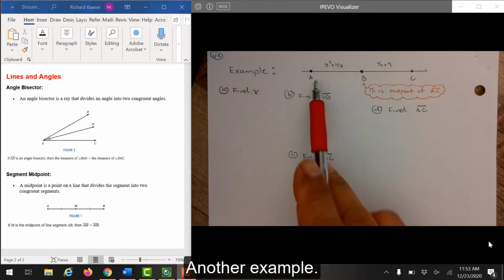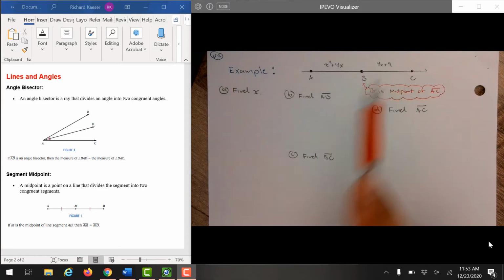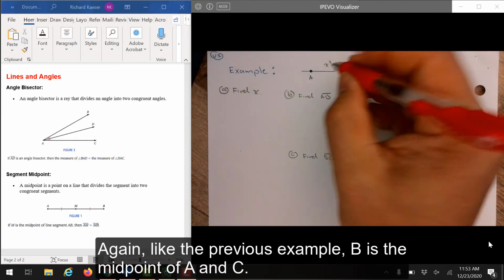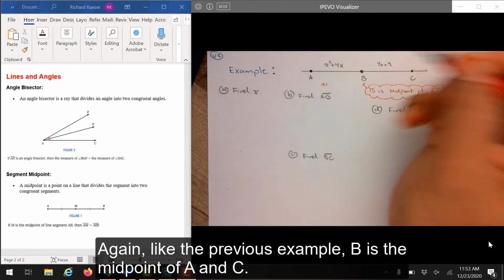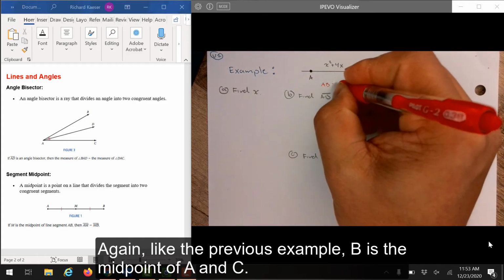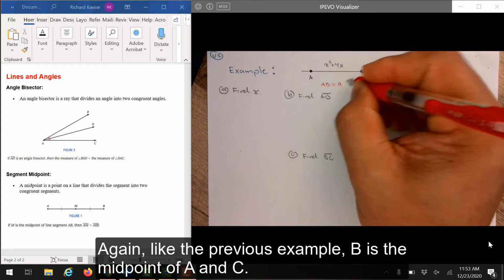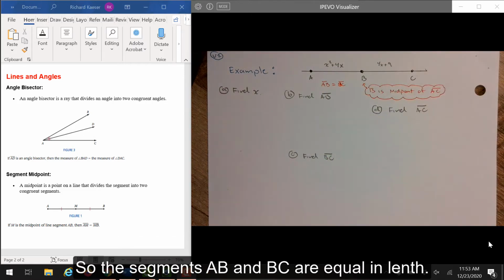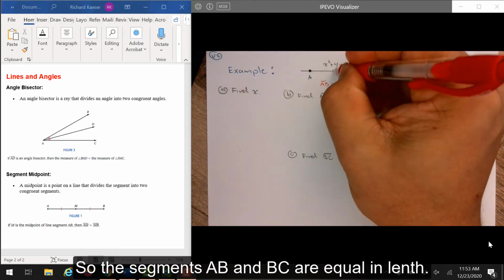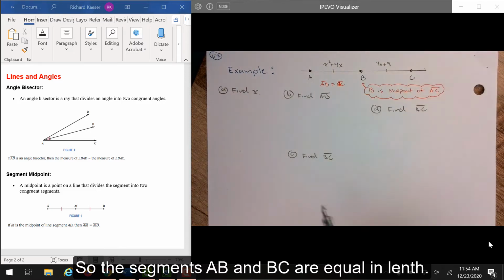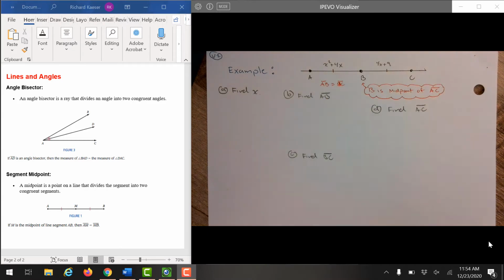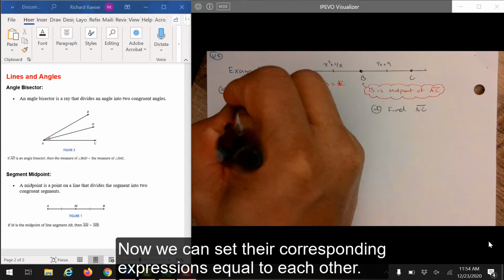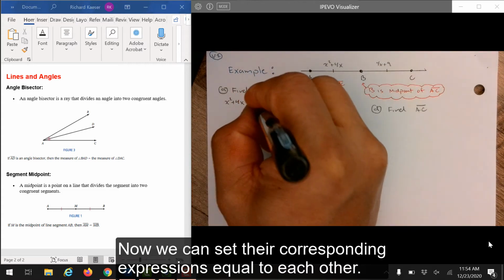Another example. Again, like the previous example, B is the midpoint of A and C. So the segments AB and BC are equal in length. Now we can set their corresponding expressions equal to each other.